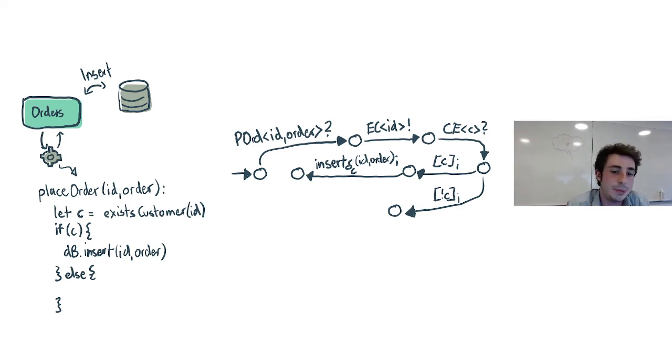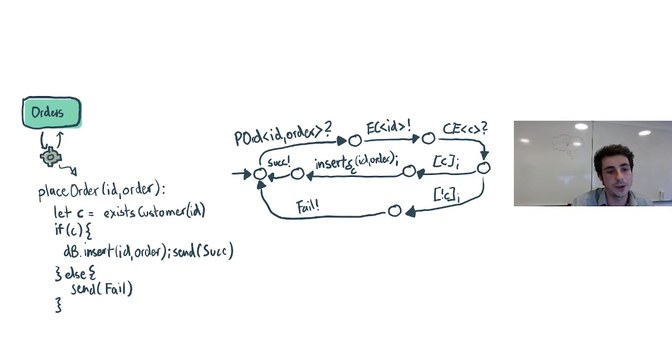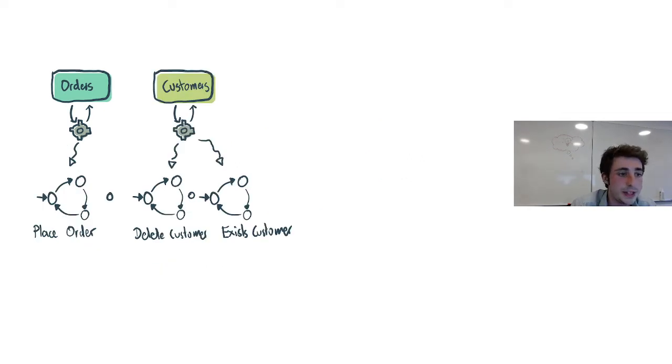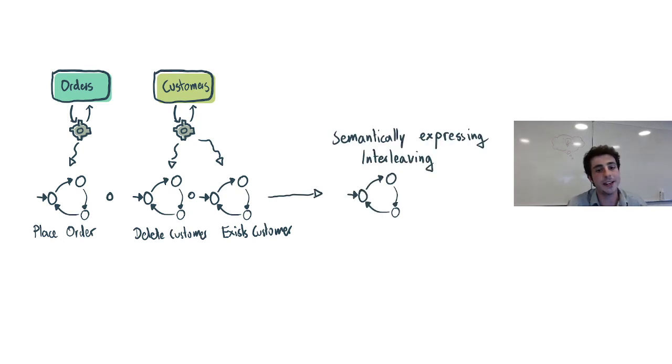And that is the key part here. So we make the database operation observable inside of the automaton. Okay, last we conclude by sending success or fail on transaction finish. And if we now take the place order function, the delete customer function, the exists customer function from the microservices and compose them together, we get a semantic representation of the interleaving.